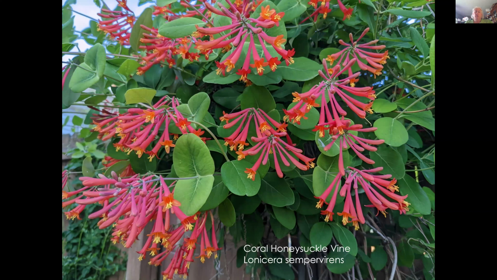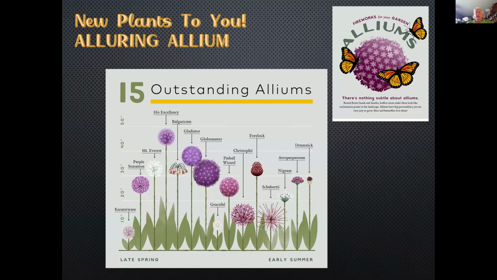Coral honeysuckle rarely makes seed pods. It's a very, very big, beautiful vine to grow on a fence or a trellis. It's growing in my garden on an arbor that's right up against a fence. And it is an absolute hummingbird magnet. I love alliums.